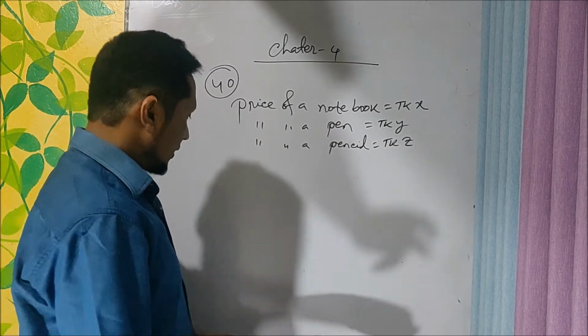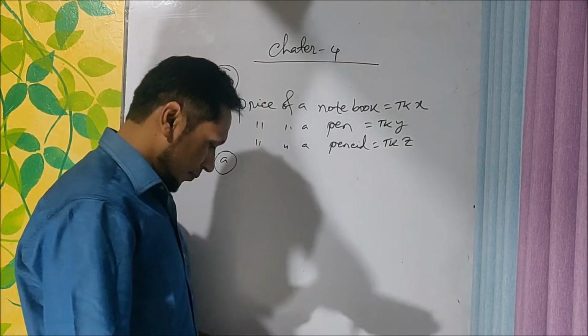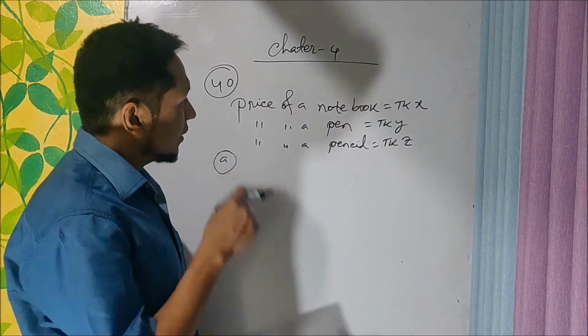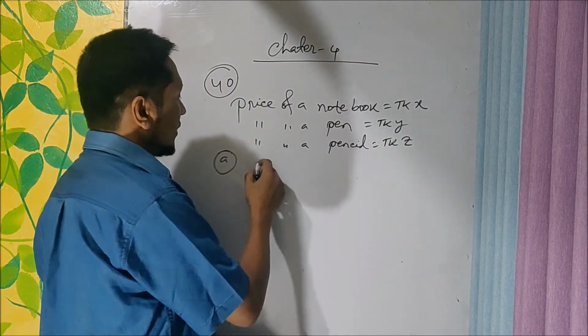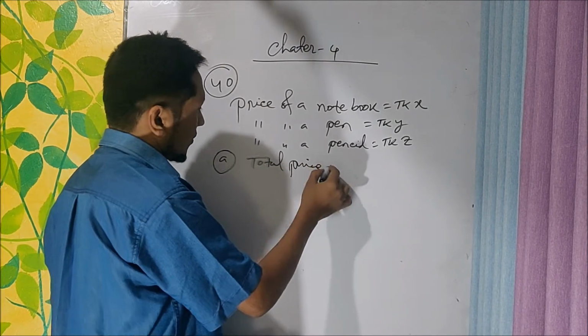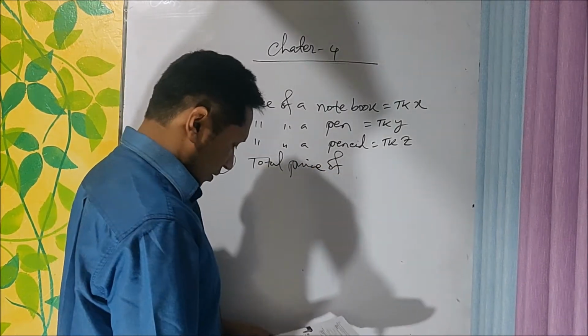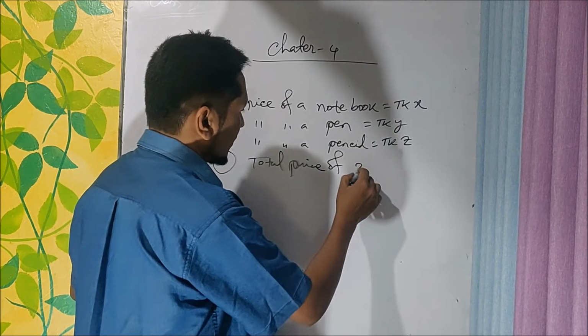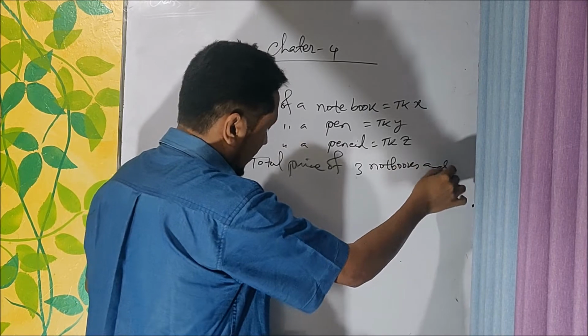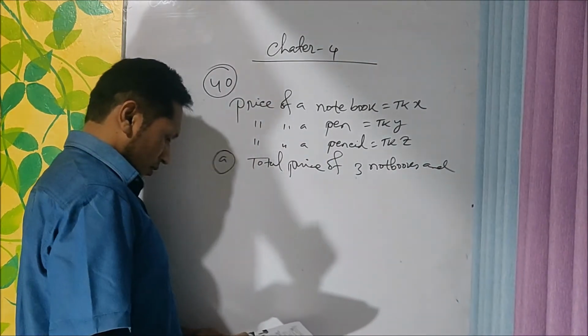The question of part A is, what is the total price of 3 notebooks and 2 pens? 3 notebooks and 2 pens, very easy. Total price of 3 notebooks and 2 pens.